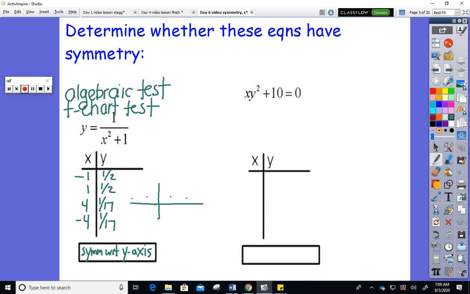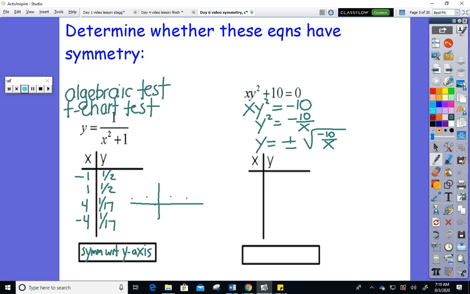Now on the next one, the problem is that I don't have y isolated. So that's going to be the first thing, because when you build a T-chart, you typically isolate y first. So y squared equals negative 10 over x, and y equals plus or minus the square root of negative 10 over x. Now you might say, you can't have a negative under the radical. I most certainly can if I pick good x's.